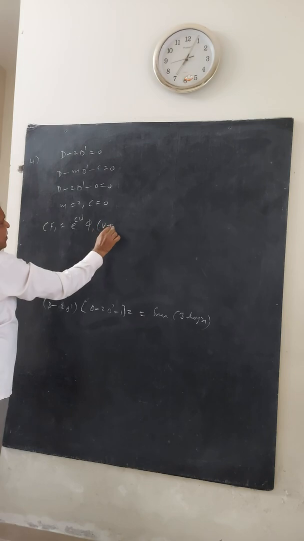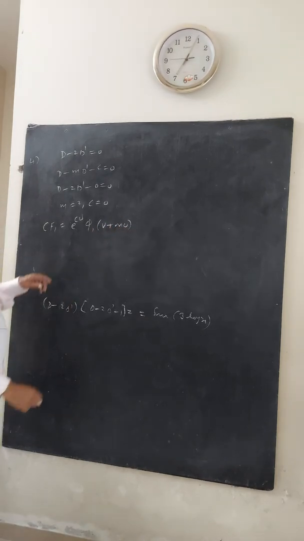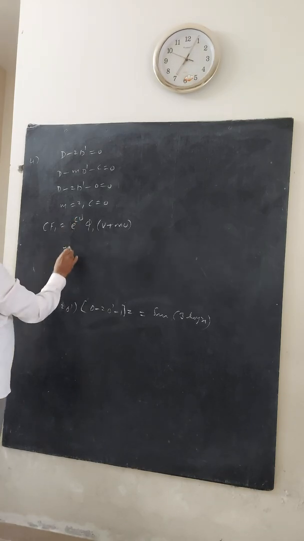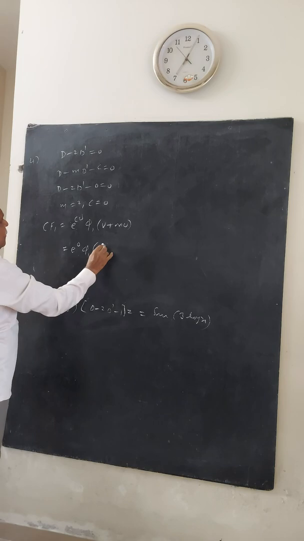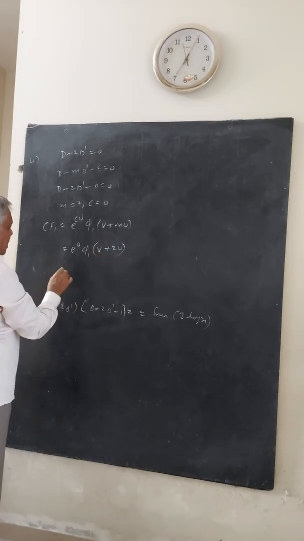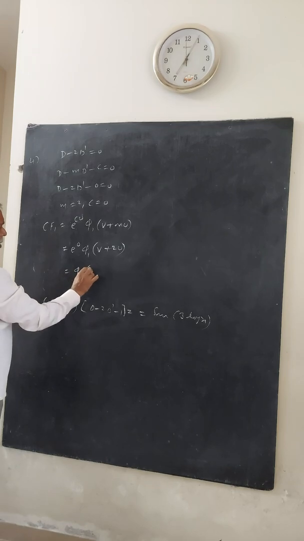phi of v plus mu is the basic formula. Instead of xi, we are using u and v. C0 is 1, e power 0 phi of v plus 2u, equal to phi of v plus 2u.